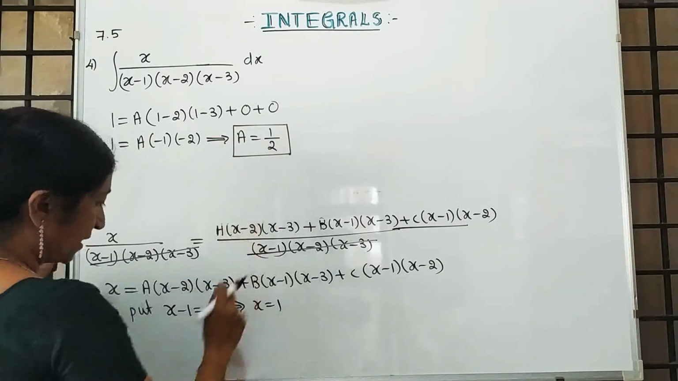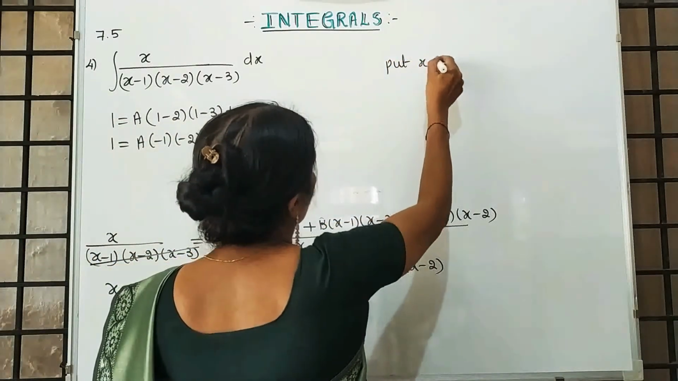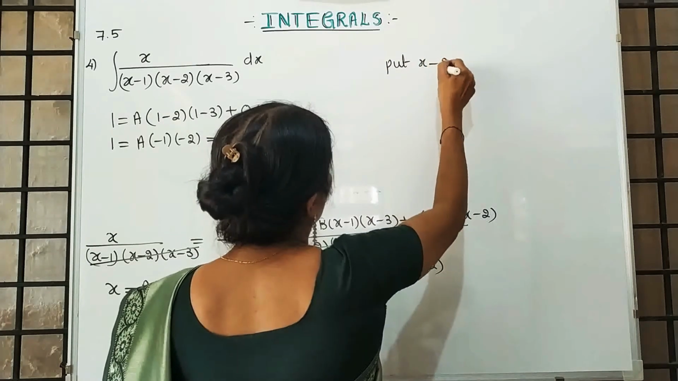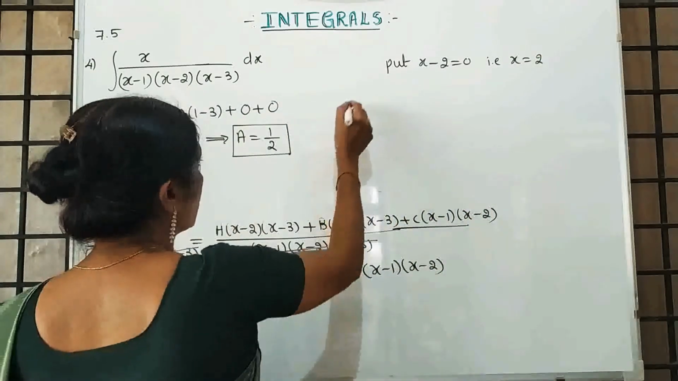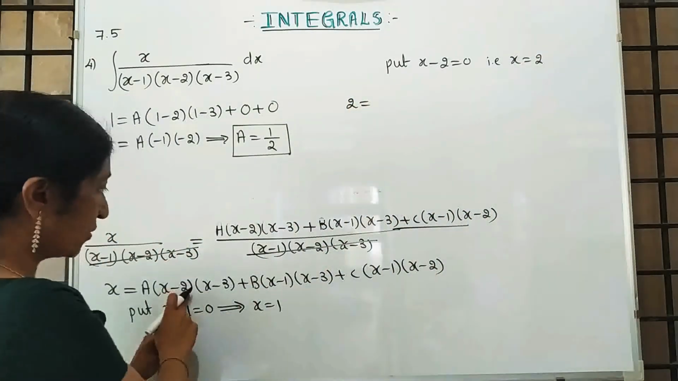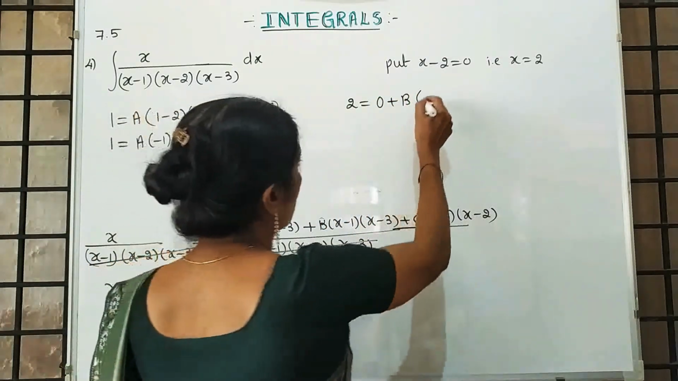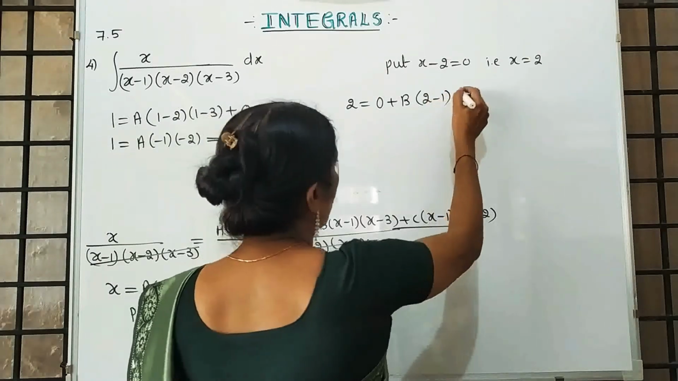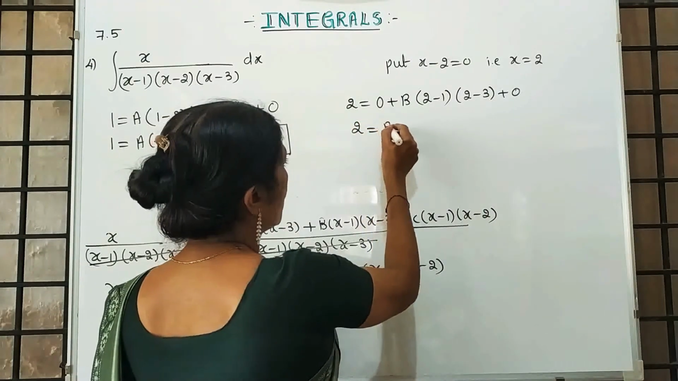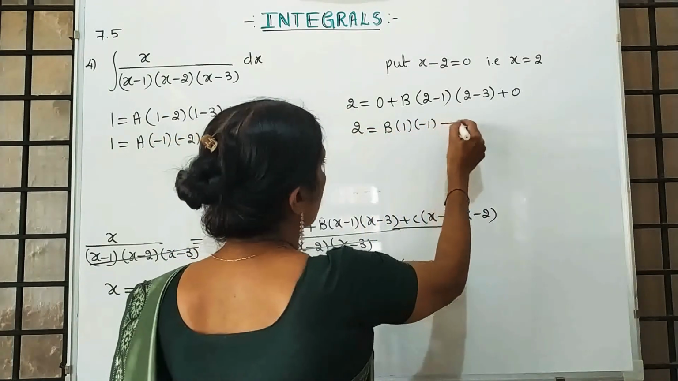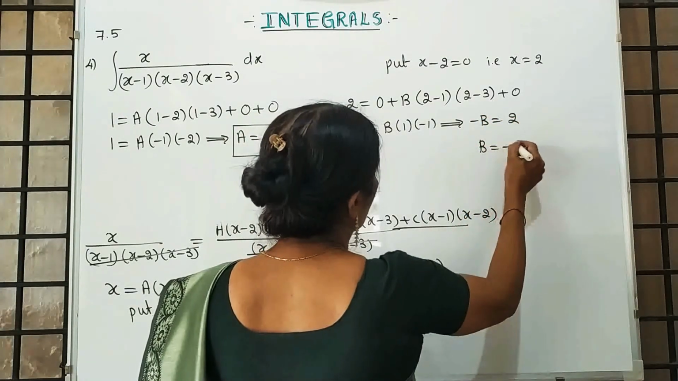Now select the next bracket. Next bracket I am taking as x minus 2. Put x minus 2 is equal to 0, that is x is equal to 2. On the right side, with a, 2 minus 2 is 0. With b, 2 minus 1 and 2 minus 3. C is 0. So 2 is equal to b into 1 into minus 1, which implies minus b is equal to 2, or b is equal to minus 2.